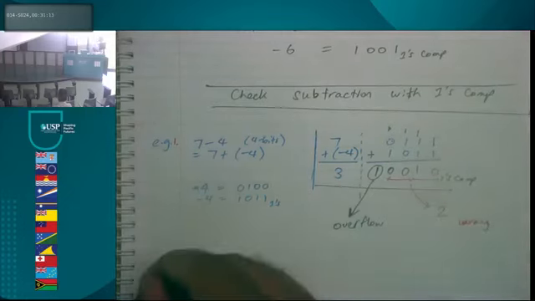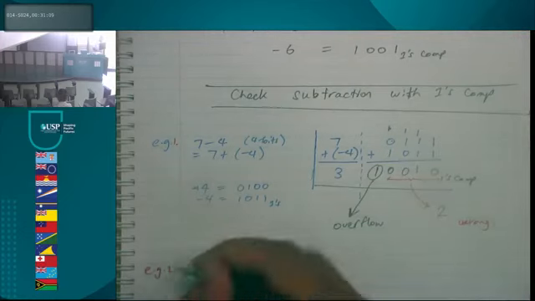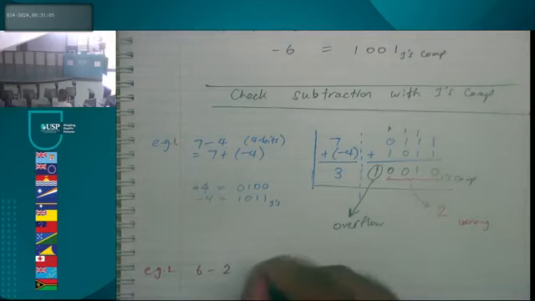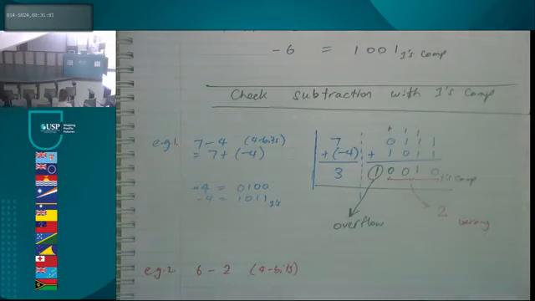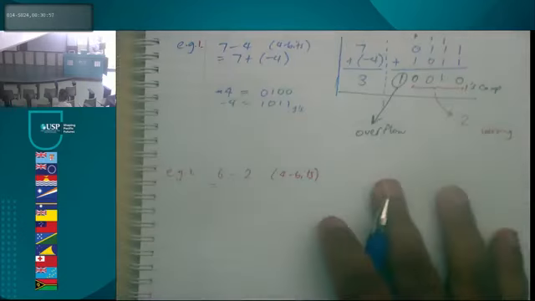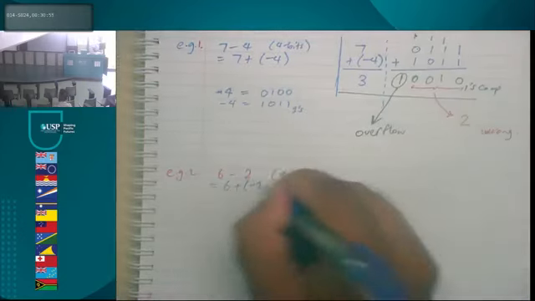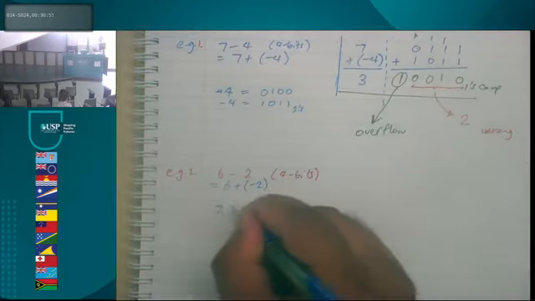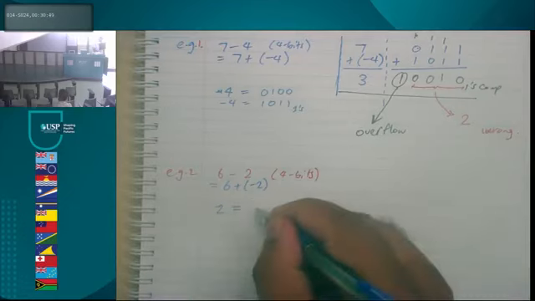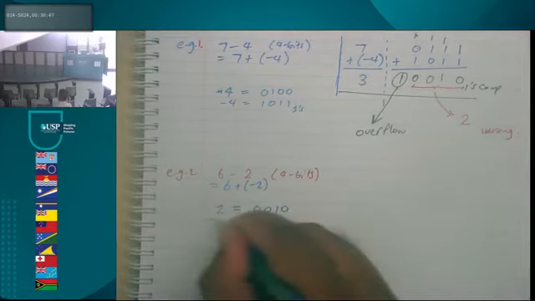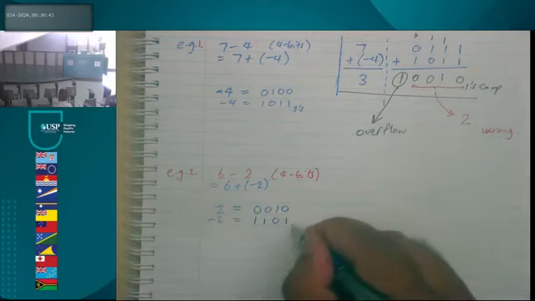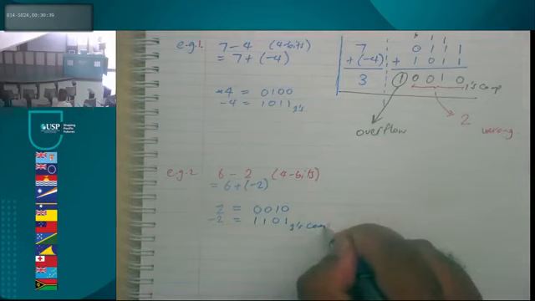Let's do the same example from last time, 6 minus 2. All right, 6 minus 2 again in 4 bits. 6 minus 2 can be rewritten as 6 plus negative 2. Now, positive 2 would be 0, 0, 1, 0. Negative 2 would be 1, 1, 0, 1. Am I correct? That's in 1's complement.